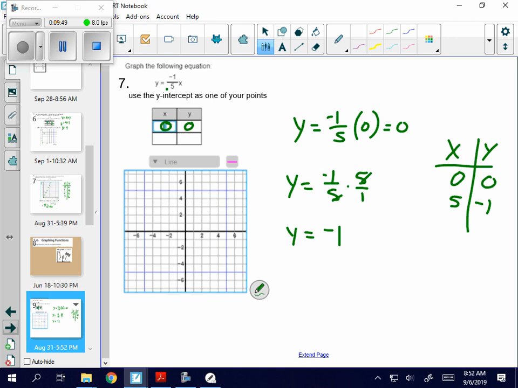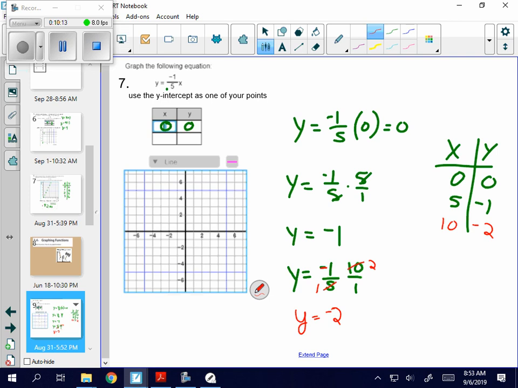What if we plugged in 10? Y equals -1/5 times 10 over 1. If we reduce, 5 goes into itself once, goes into 10 twice, and y equals negative 2. Don't lose track of that negative. When x is 10, y is negative 2. And actually, that last point won't even fit.